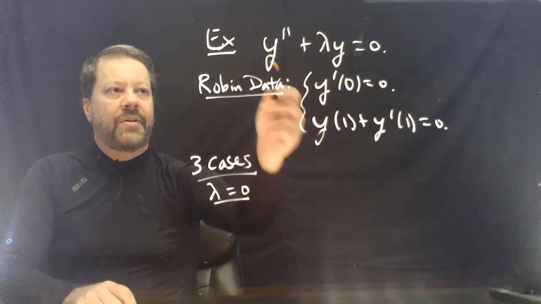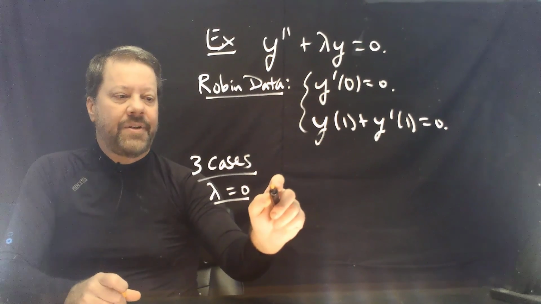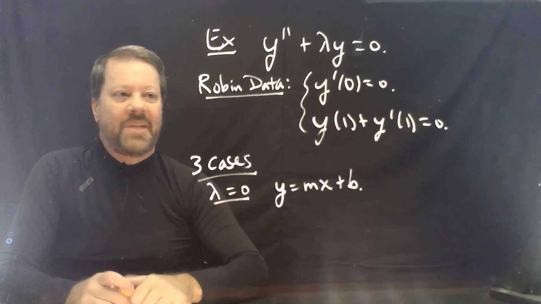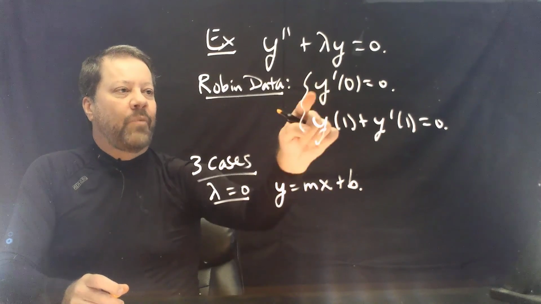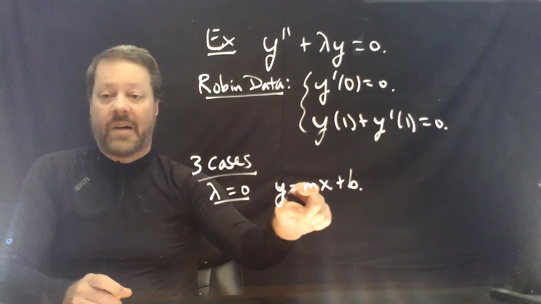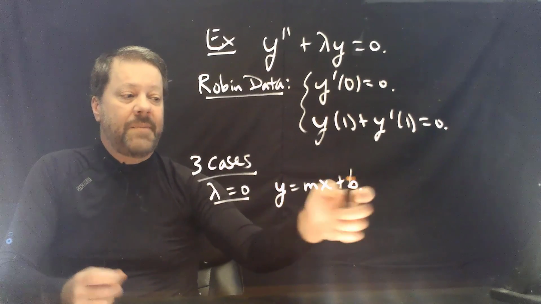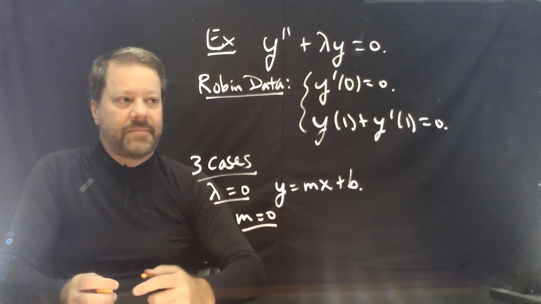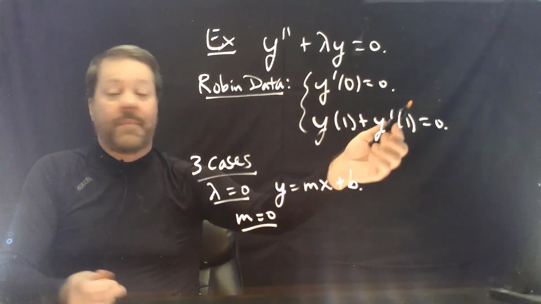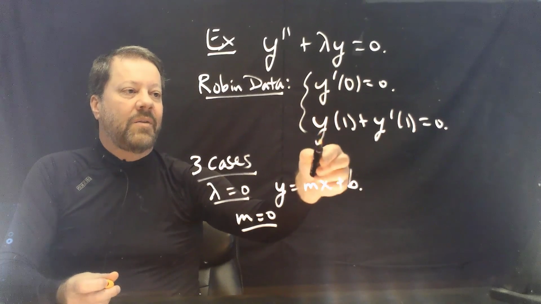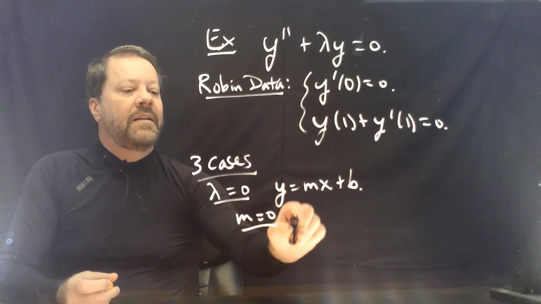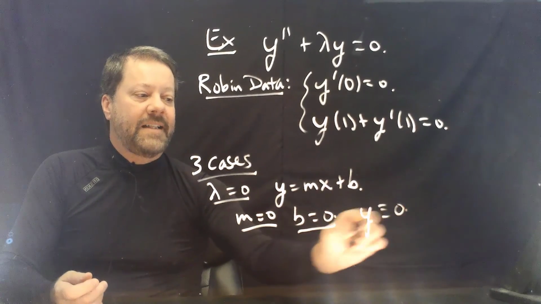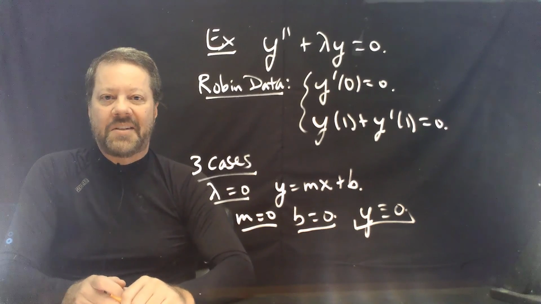If lambda is 0, then y double prime is 0, and that gives you y is mx plus b, a straight line. If y prime at 0 is 0, y prime would be m. That means m is 0. So y is a constant. If y is a constant, then y prime at 1 must be 0, but still y of 1, which is b, will also have to be 0. And that means y is identically 0. Not a very interesting case.